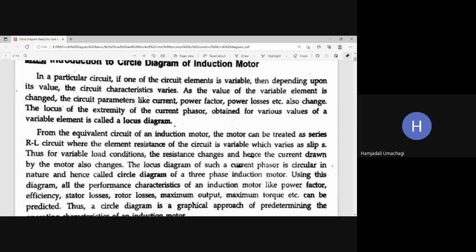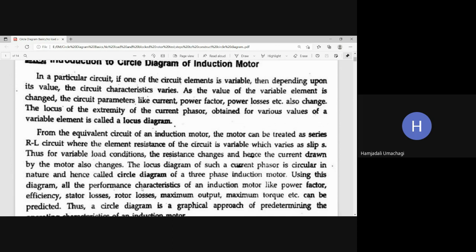Thus, for variable load conditions, resistance changes and hence the current drawn by the motor also changes. Whenever the load changes on the induction motor, resistance changes accordingly depending upon the slip, and the current also changes, because as resistance changes, current changes. The locus diagram of such a current phasor is circular in nature and hence is called a circle diagram. The locus of the current phasor for different loading conditions, where resistance changes in proportion to the slip, is called the circle diagram for three-phase induction motor.